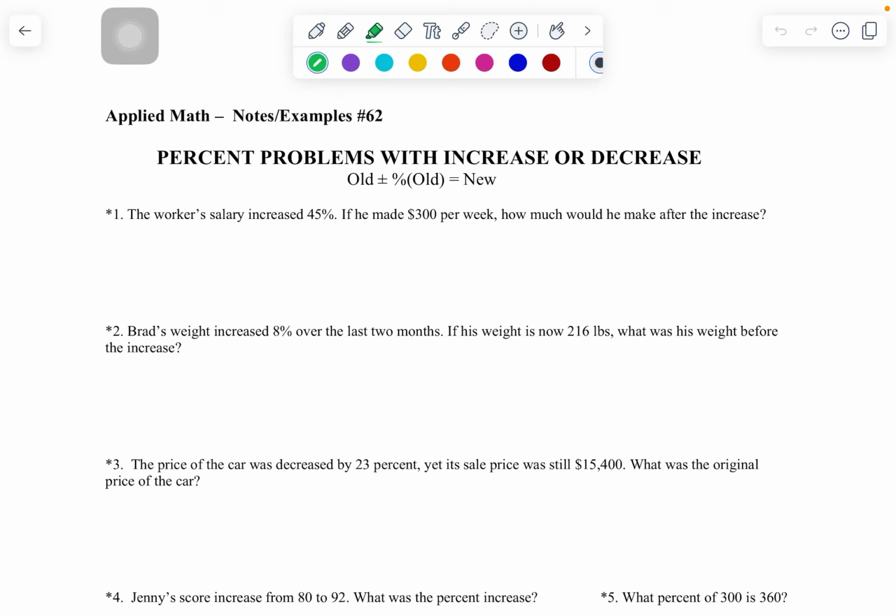So this is going to be the first video for Notes 62. Note 62 gets into percent problems with an increase or a decrease. And there's a little formula up at the top: old plus or minus percent times old equals new. That's going to be very important for us to use when we're solving these problems.